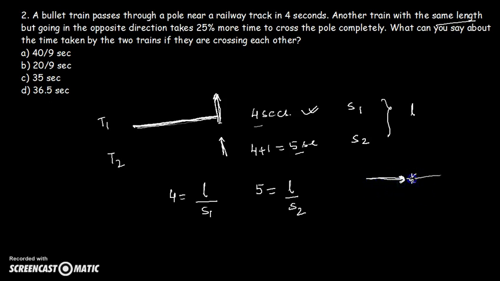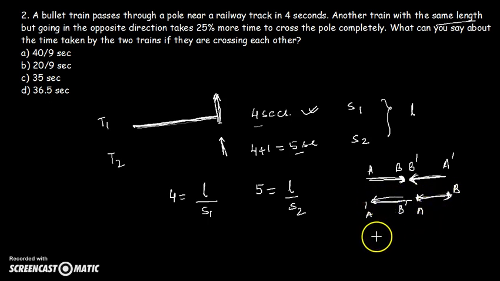If they are crossing each other, what is the total distance they are covering? Initially, consider the train T1 to be like this and train 2 to be like this. How can you say the trains have crossed each other when the position is something like this? Which means the total distance covered is the sum of the lengths of the trains. The total length will be 2L.